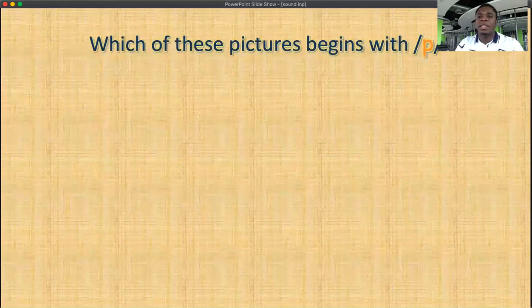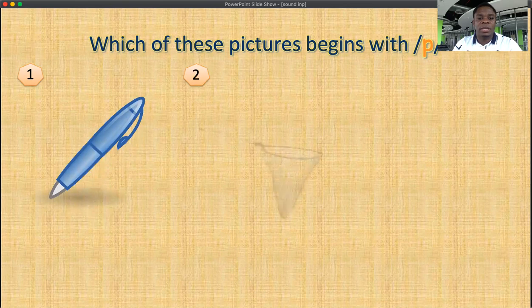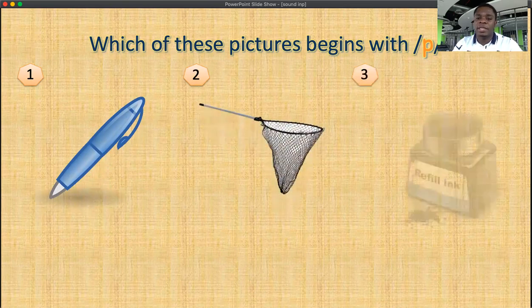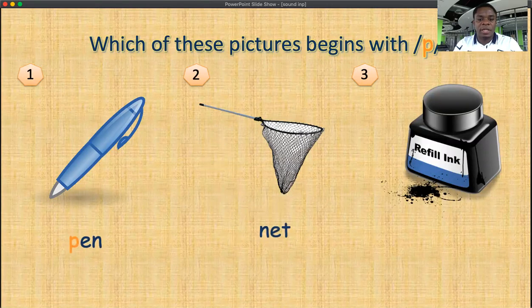Which of these pictures begins with P? Remember the puffing sound. Picture number 1, number 2, and number 3. Which of them begins with P sound? Let's look at them. What is number 1? Number 1 is pen, and number 2, net, and number 3, ink. So ink does not have the P sound. The same with net. So the correct answer is pen.